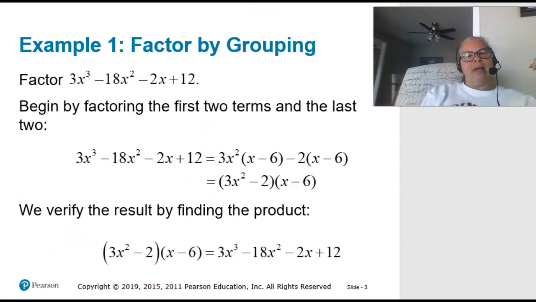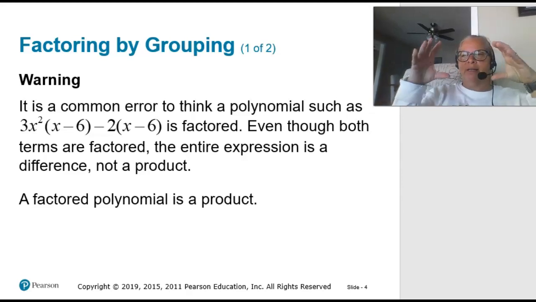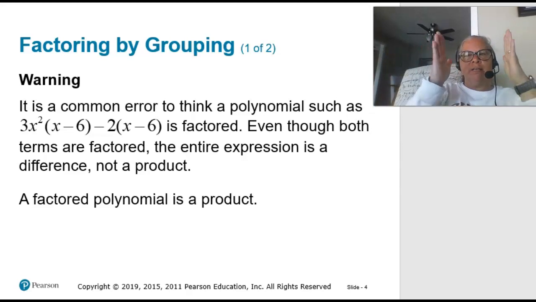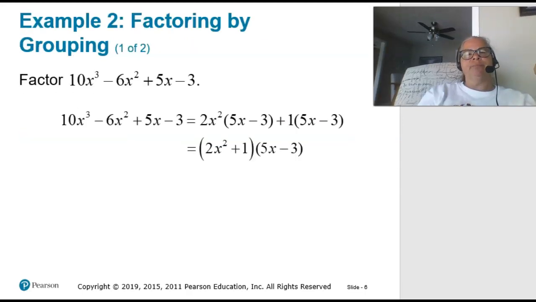So we only do factor by grouping if we have 4 terms. Now, there is a common error that happens. Make sure that you don't stop factoring when you get to this stage. You must take the x minus 6 out and squeeze together the 3x squared minus 2. So finish the job when you get started. So we factor the first 2 terms and the last 2 terms, and then we factor out the common binomial, and then we squeeze them together.